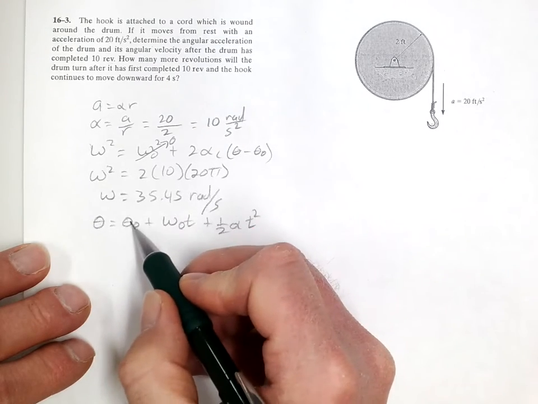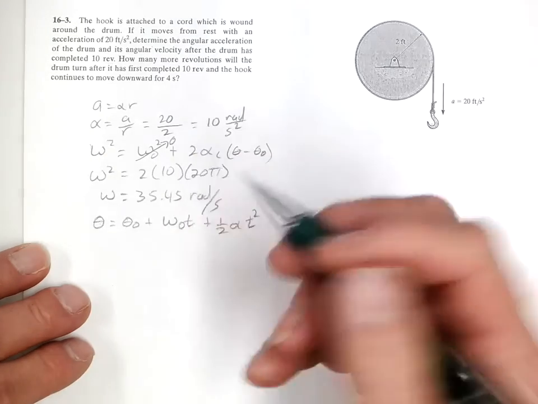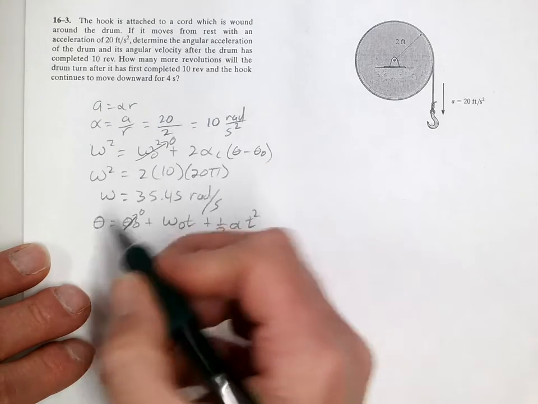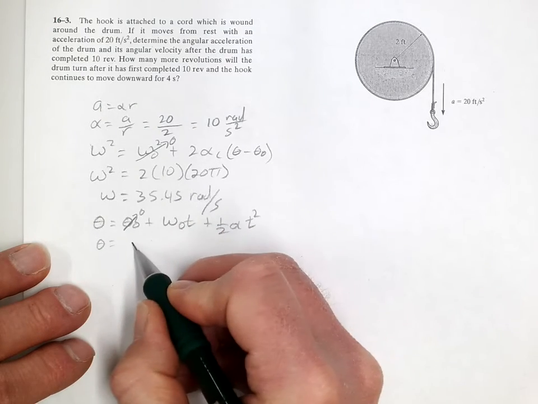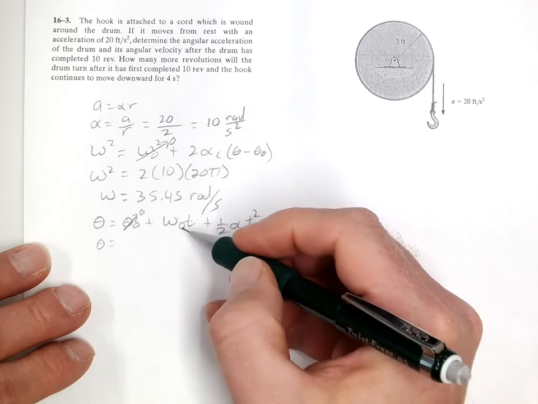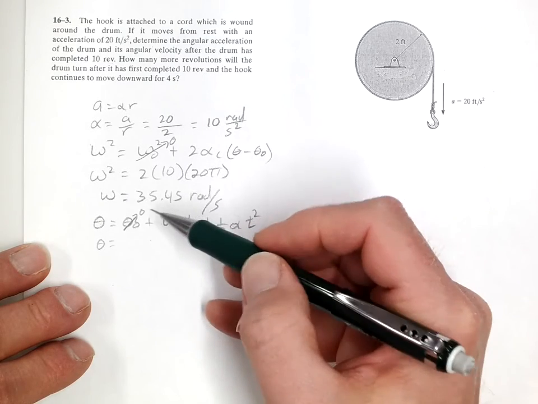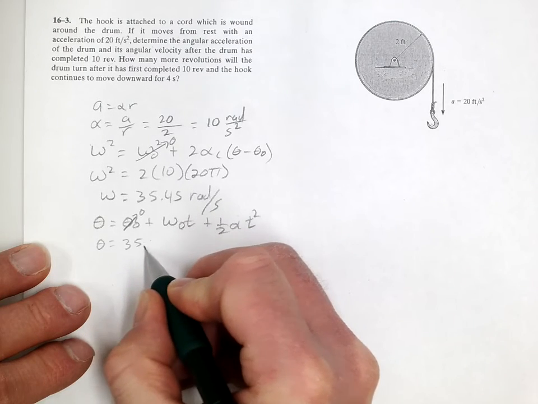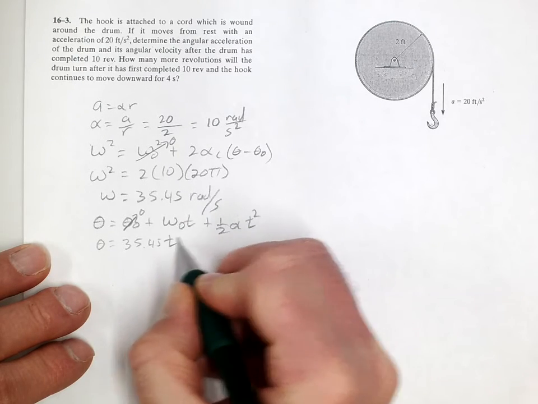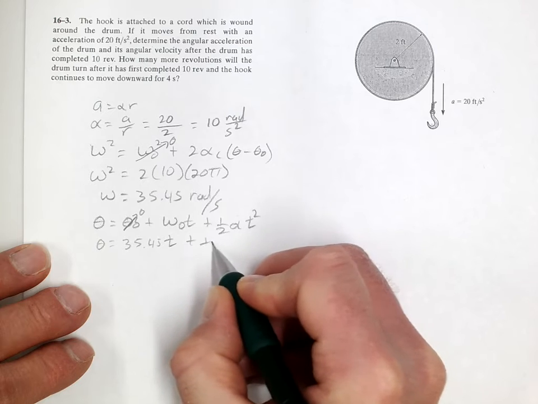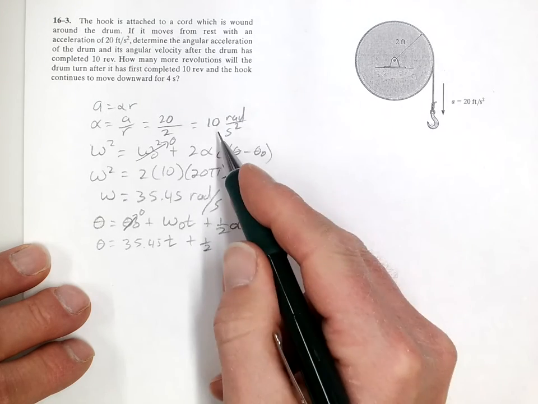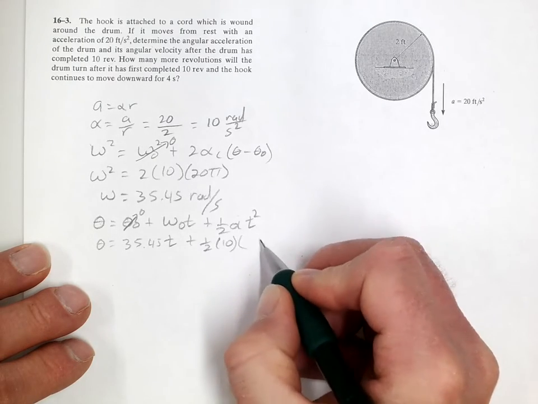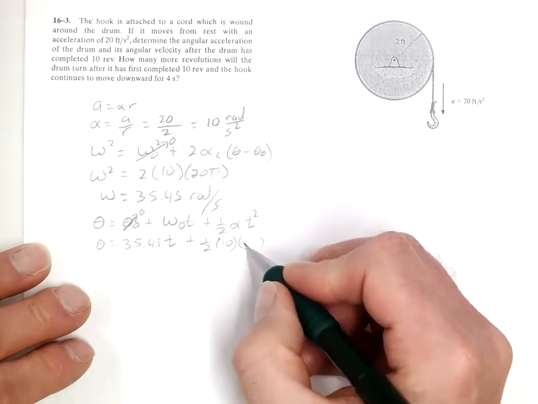We are going to start from that, but we want to know how many more revolutions. So we can say that theta naught equals 0. So theta is equal to omega naught, the starting omega, which for the second part is now 35.45. So 35.45 times t plus 1/2 alpha, 10 radians per second squared, times time, which is 4 seconds squared.